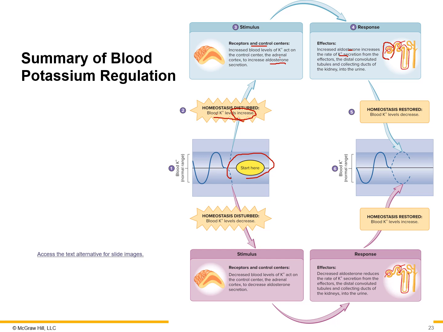Now, if that potassium decreases, that stimulus, that low level of potassium, is going to act on the control centers. Again, still the adrenal cortex, but these are going to decrease the aldosterone secretion. So then the lack of aldosterone decreases the secretion into the urine, which ultimately increases our levels in the extracellular space.